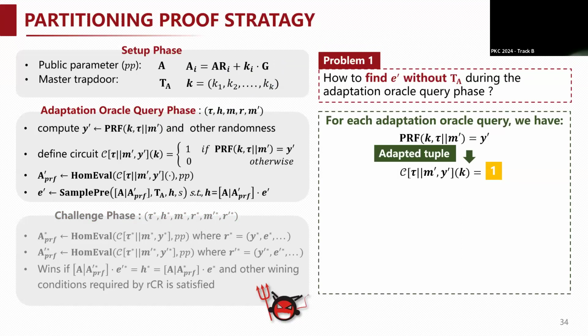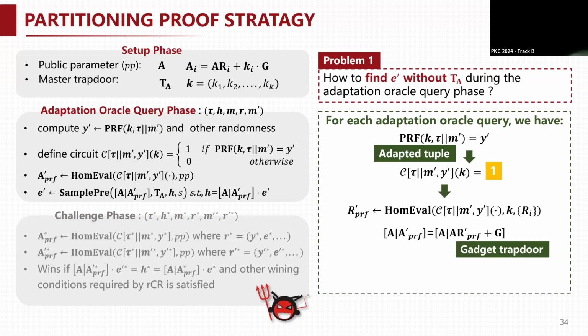Then for an adaptation query, the circuit C evaluates to 1. And in this case, the homomorphic evaluation on C gives us a gadget trapdoor. And we can use it to compute the short vector E prime without the trapdoor T_A. This solves the first problem.